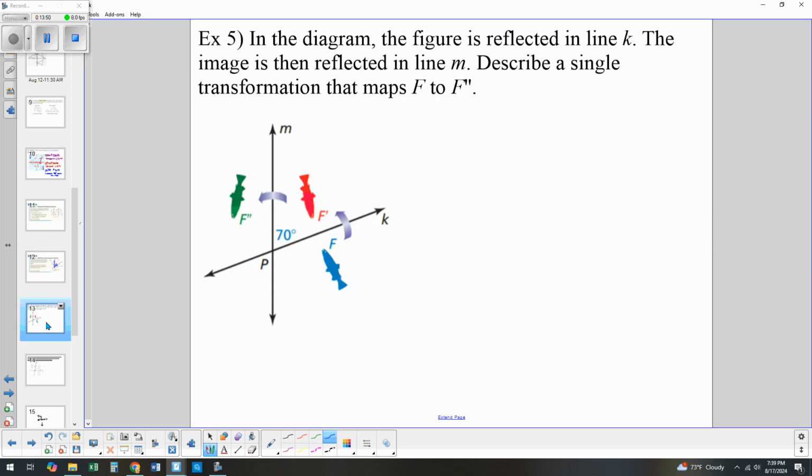So for example 5 in the diagram, the figure is reflected in line K. The image is then reflected in line M. So I'm starting here, reflecting over K, reflecting over M. So I want to describe a single transformation that would map F to F double prime. So we just said if you reflect over intersecting lines, it is really a rotation about P. And if the angle formed by them was 70 degrees, it's really 140 degrees. It's double the 70.